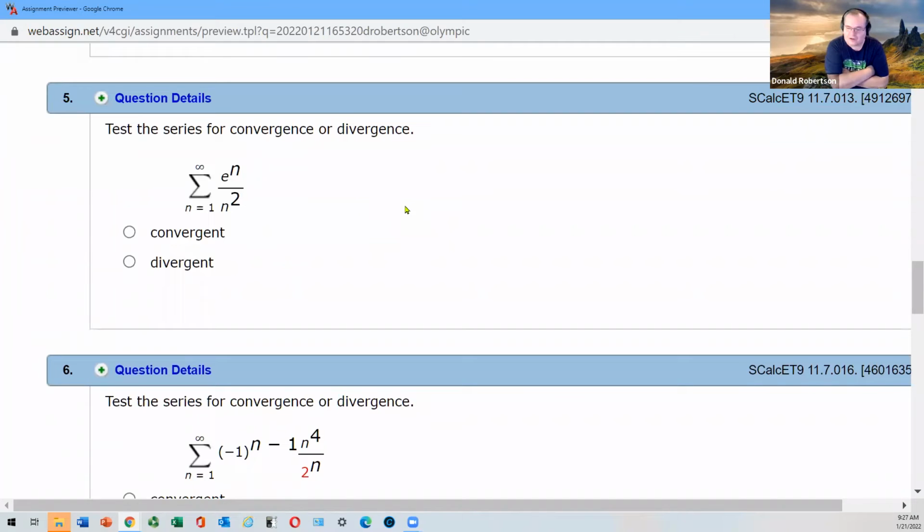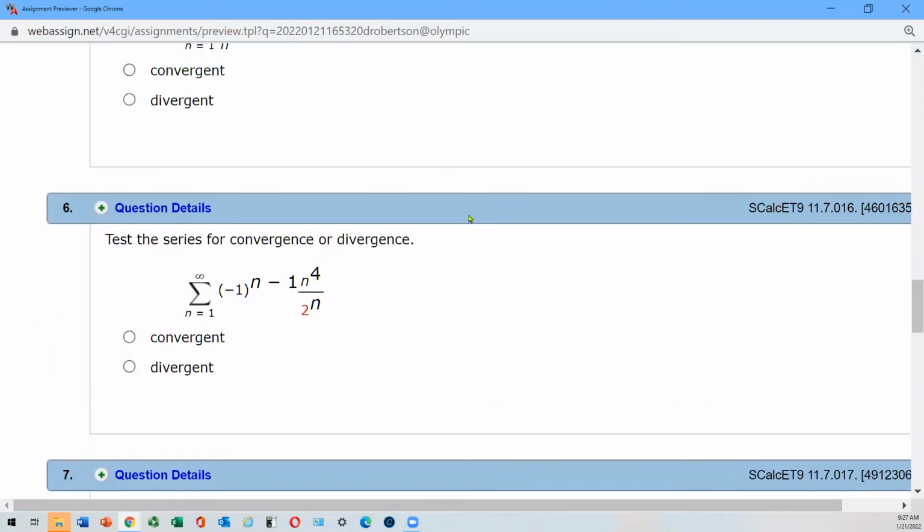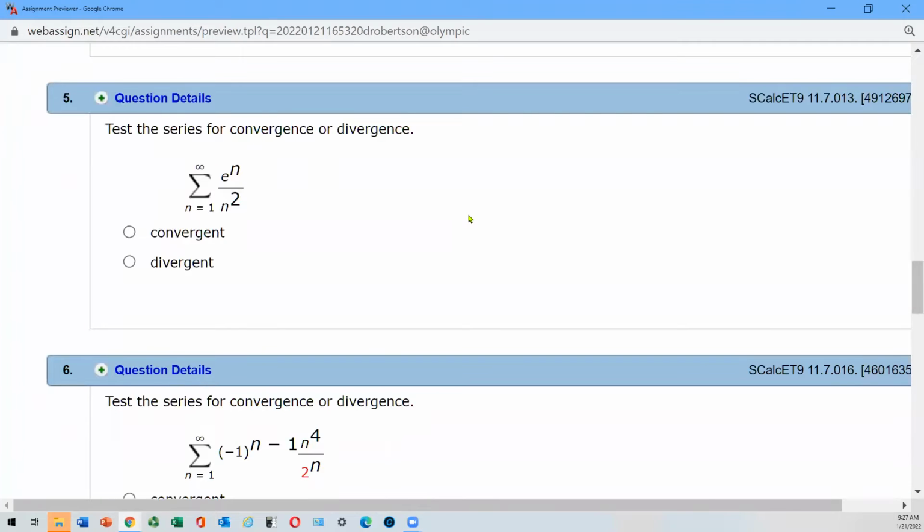Oh, here's a good one. What would you use, anybody now, in question 5? Eric, would you say ratio? Yeah, ratio would work. Or couldn't it be direct comparison test as well? Or would that be not it? What would you compare it against? That's the problem.